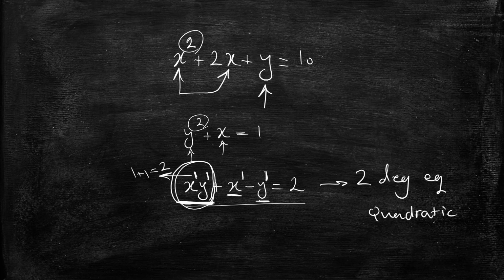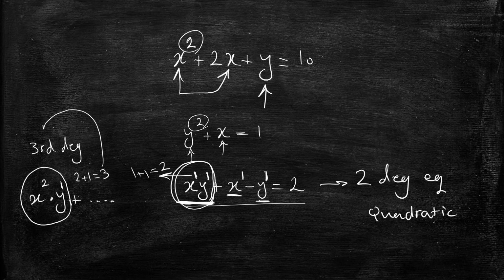If it was looking like something like this, x squared times y plus blah blah blah, then this term will make it third degree because of the sum of the exponents of the unknowns that are multiplied by each other, x squared multiplied by y. So the exponent of y is 1, so 2 plus 1 is 3, therefore it is third degree. So all these were examples of quadratic equations or second degree equations with two variables.